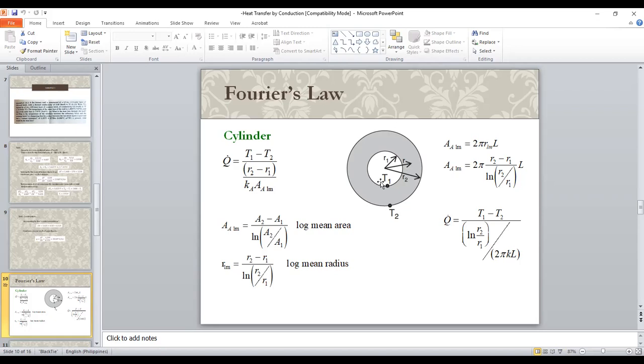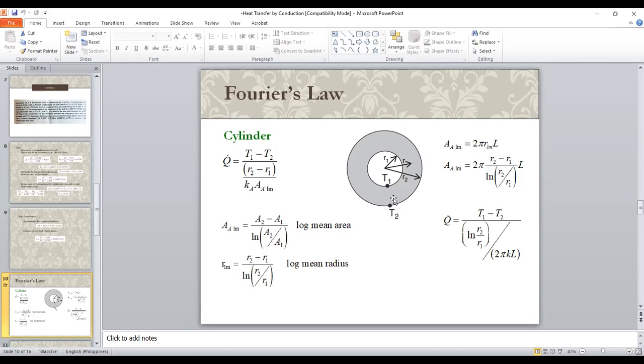Now T sub 1 is the temperature of the inner cylinder, and T sub 2 is the temperature of the outer cylinder. So you can view two cylinders here, one inner and one outer. This is the same form as our rate of heat transfer. You have the gradient here, the driving force, so that would be T sub 1 to T sub 2.